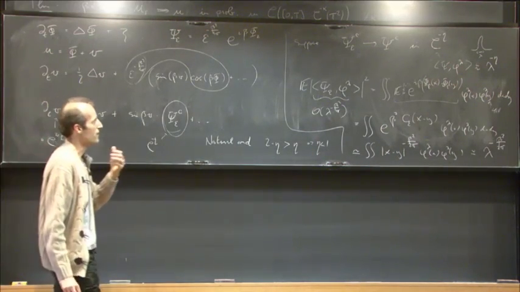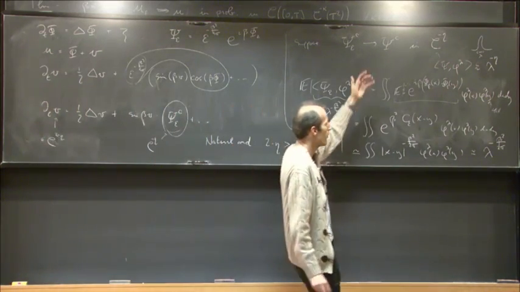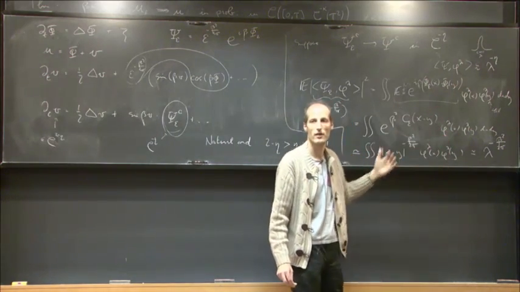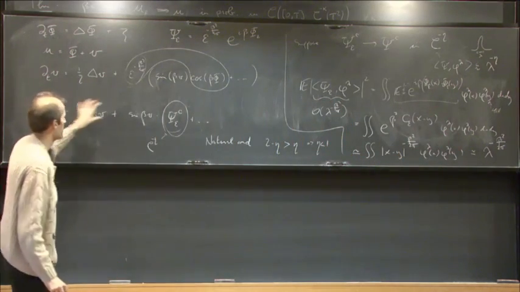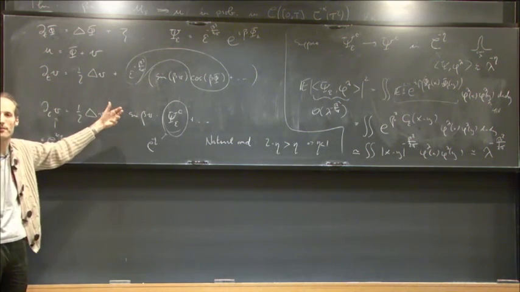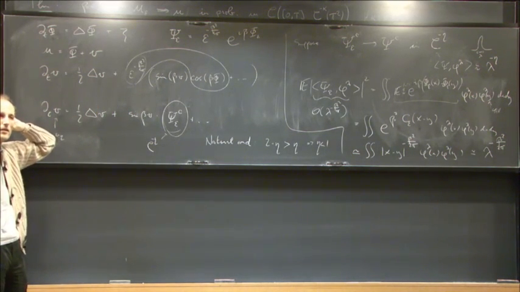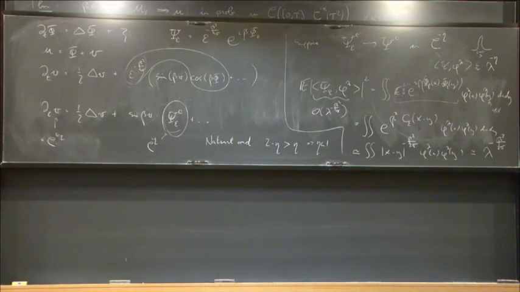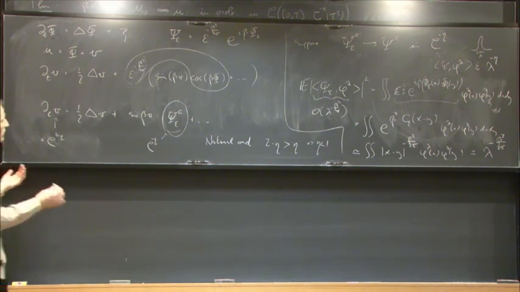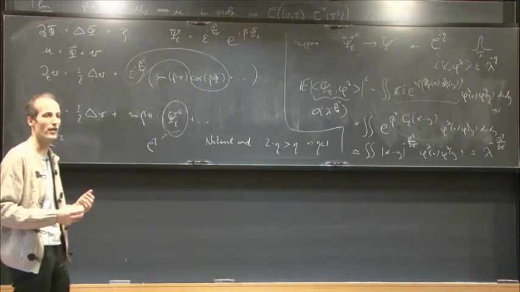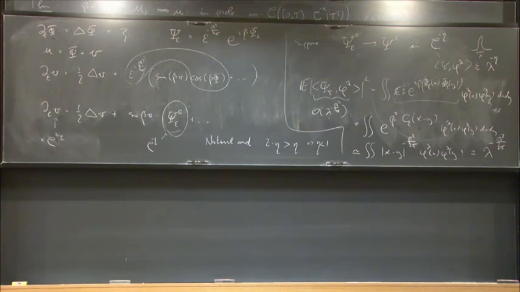Whereas if beta square is bigger than 4 pi, that's just not true. And that means that this equation is ill-posed in general. And so the problem is to somehow study the ill-posedness of that equation if you want to go beyond 4 pi.